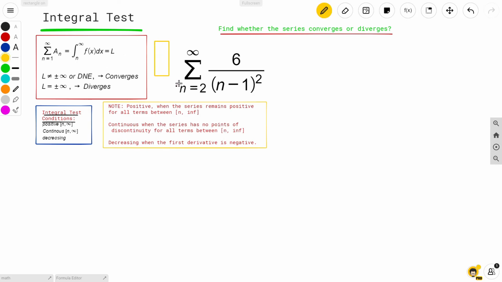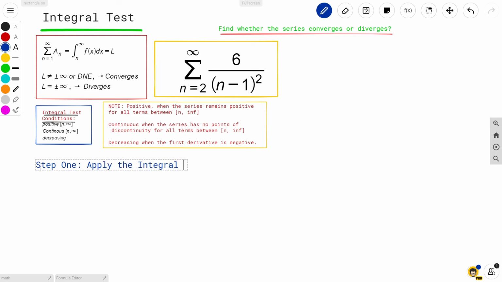which is the series as n starts at 2 and goes to infinity of 6 divided by n minus 1 squared. So in this case, the first thing we're going to do for step 1 is we're going to apply the integral test conditions.